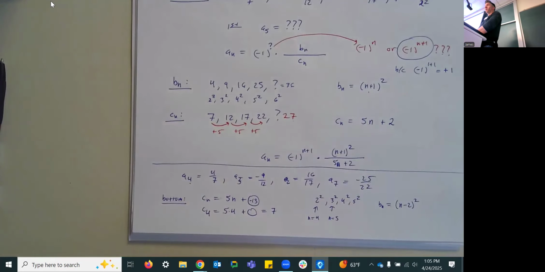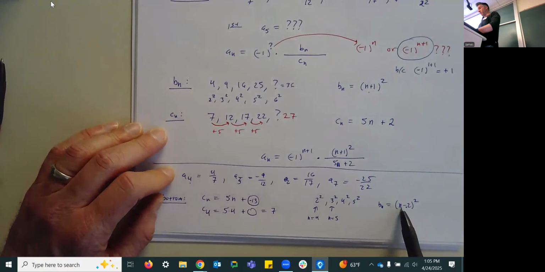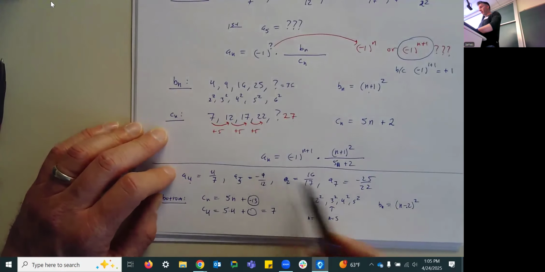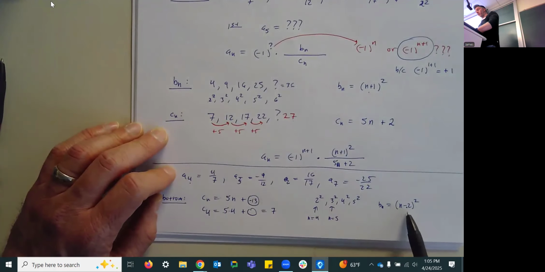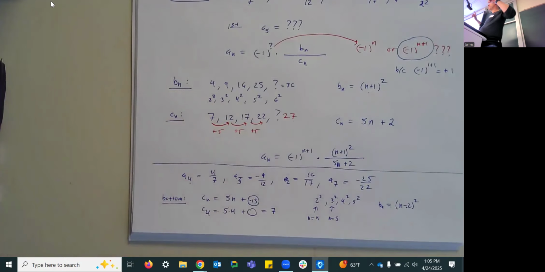Because we're starting at n equal to 4. And 4 minus 2 is 2, and 2 squared gives you the 4 we're starting with. And then 5 minus 2 is 3, and 3 squared gives you the 9. And n equal to 6 is going to give you 6 minus 2, which is 4, and 4 squared is 16. So it's still the same overall kind of formula. It's just you're shifting it in a different direction by a different amount.